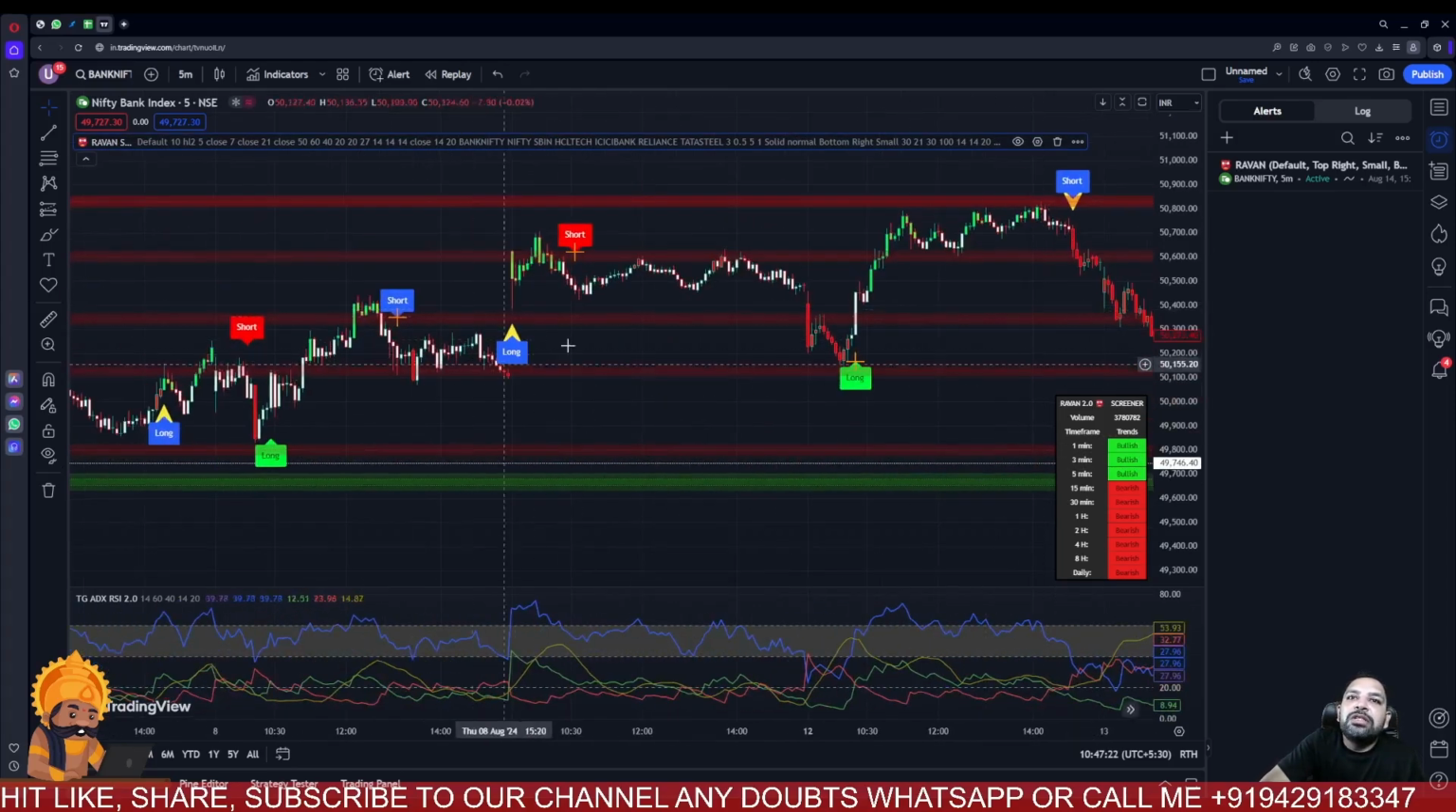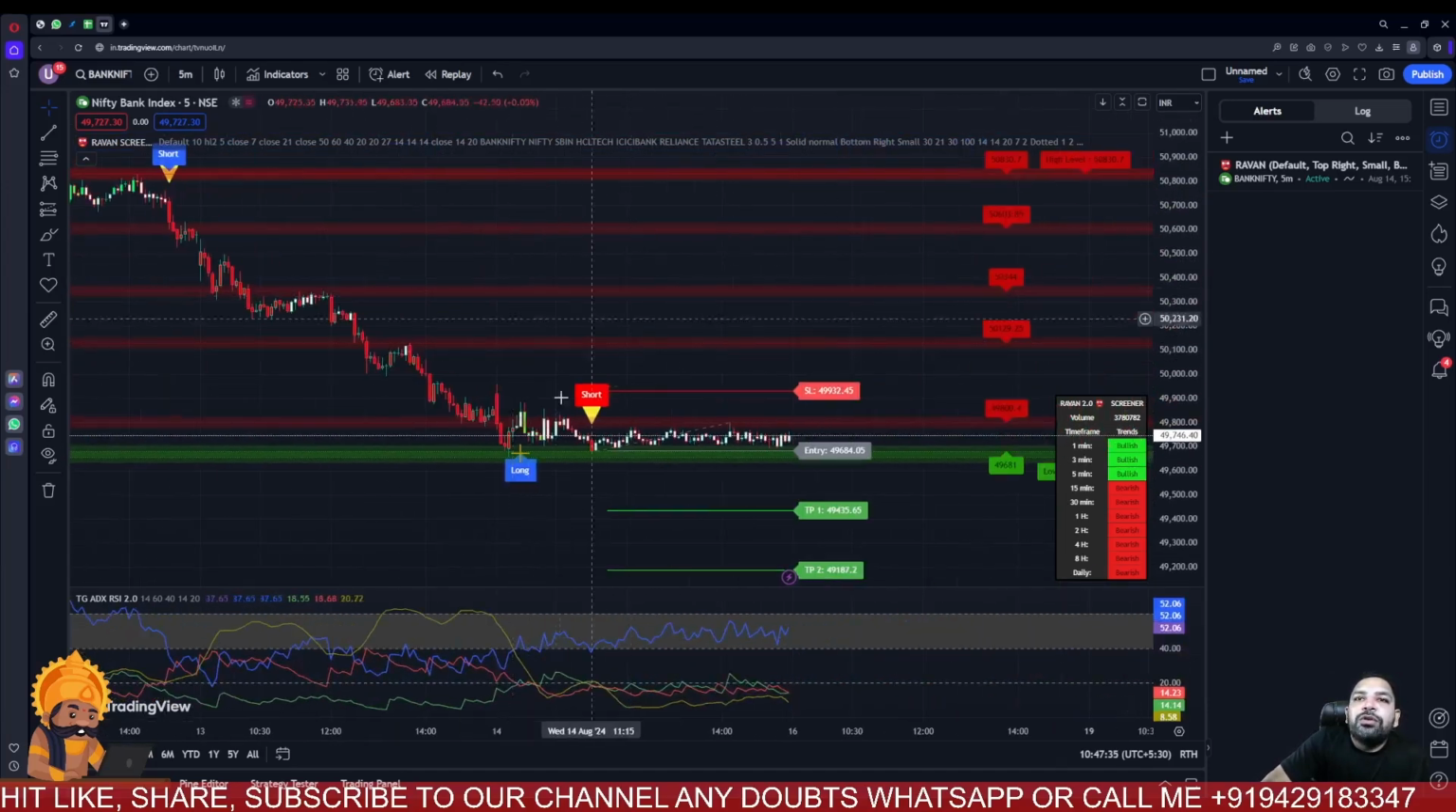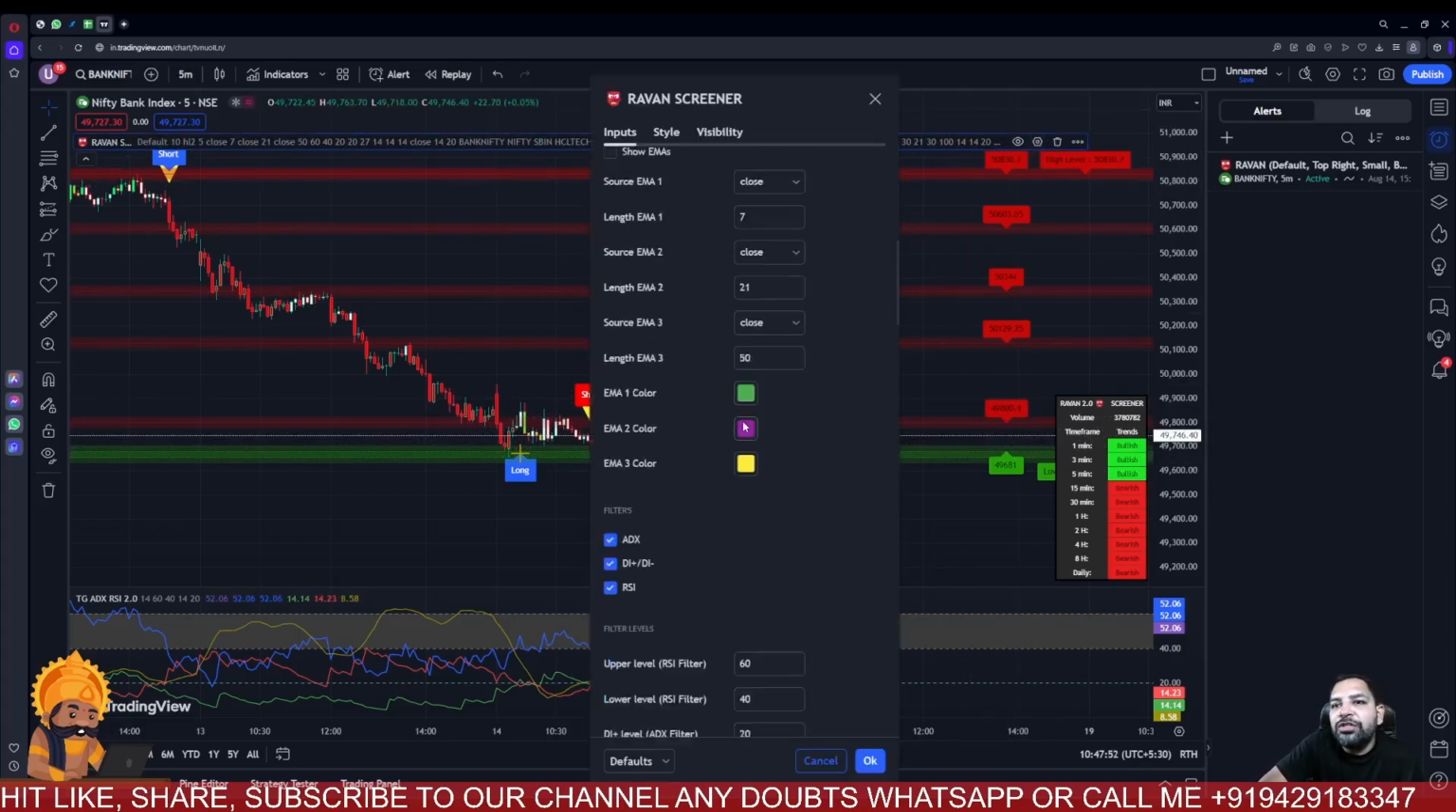Whenever you see this, here also it is similar. You can see a long signal, you can enter on the next candle, and you can book your profit at the next resistance zone, right? So it works on each and every market. You can see here it got an RSI confirmation, but didn't get DI plus DI minus confirmation. It didn't even get the ADX confirmation. So think before you enter in this range bound market. Okay, so this is also a very good feature which you can use.